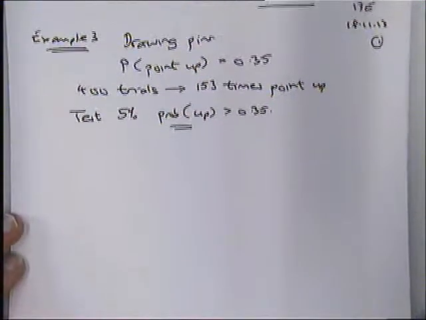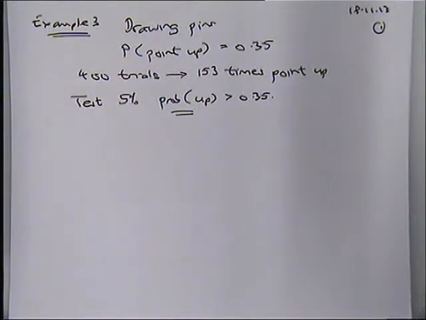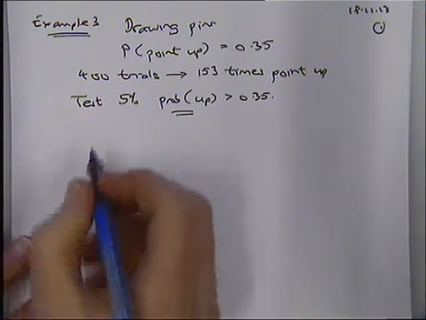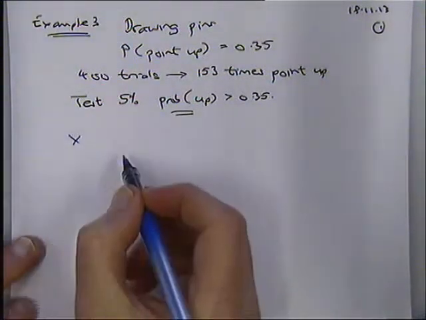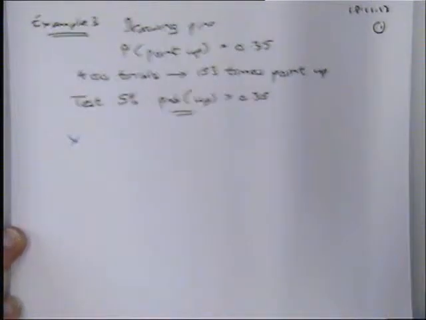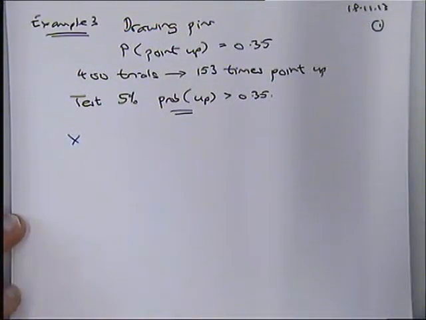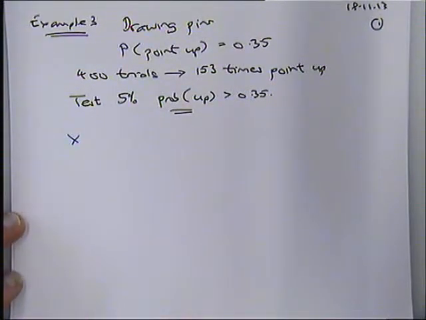So that's our scenario. Historically it's been 0.35, a new batch of drawing pins has come in, 400 of them have been thrown on the floor, and 153 of them came point up. We want to know whether the point up probability has changed. So first of all, what distribution are we dealing with? It's greater, okay.